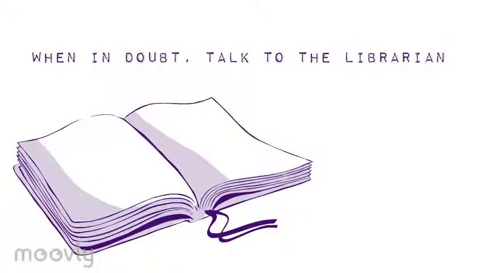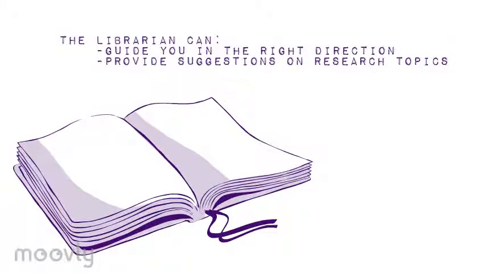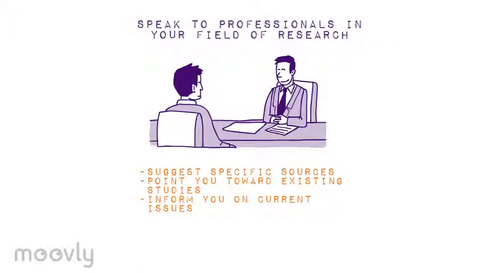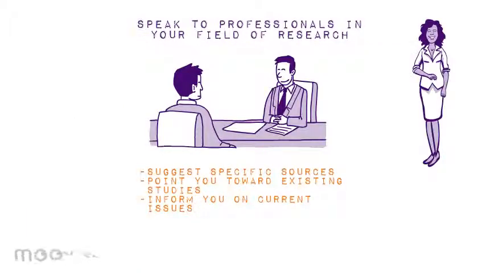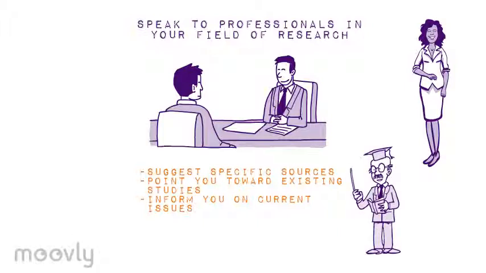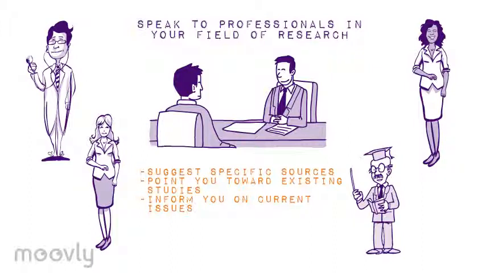When in doubt, talk to the librarian. They may guide you in the right direction and provide suggestions on research topics that you may not have thought of. You may also speak to professionals in your field of research. They will be able to suggest specific sources, i.e. books or websites. They can point you toward existing studies on your research and even inform you on current issues, all necessary in building substantial research.